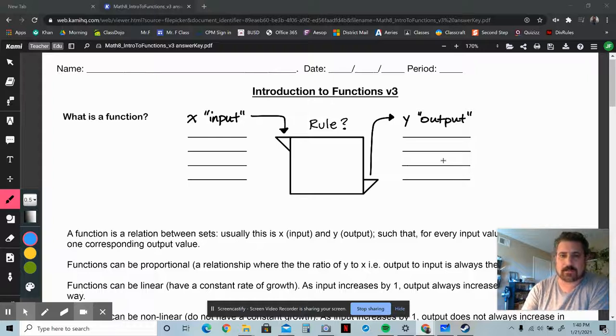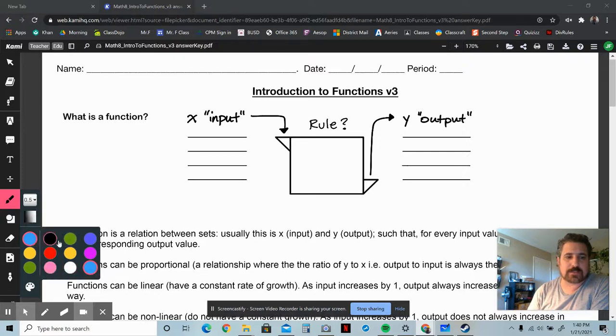Hey everybody, let's just go over the ideas on the Introductions to Functions version 3. I'm going to treat this as an answer document, but if you're just watching it and you're someone who doesn't have this document in front of you, it's just a way of analyzing and predicting functions and understanding the relationships that exist within them. So if we're looking at this situation here, what is a function?